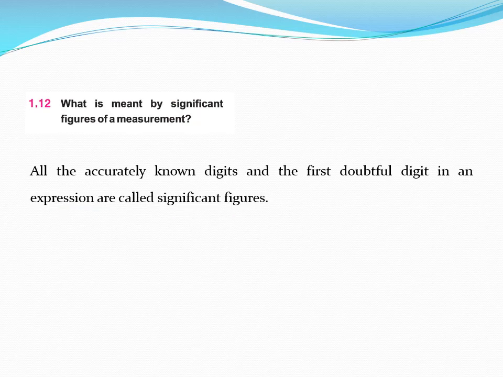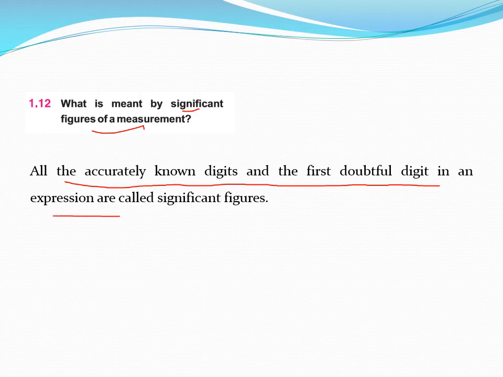Again, 1.12, what is meant by significant figures in measurement? We have been talking about it a number of times. So here is the definition. All the accurately known digits and the first doubtful digit in an expression are called significant figures. And we also learned different rules for significant figures in the previous lectures.